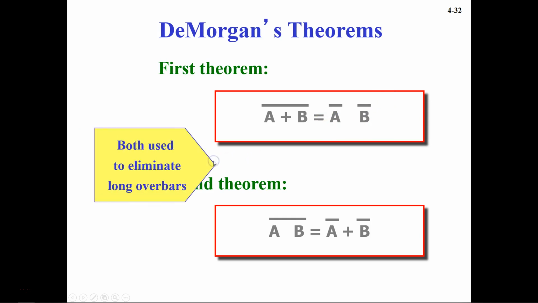So both of these theorems are used to eliminate the long over bars. This is the overbar I'm talking about. Right now this is a very small expression, but if you have a long expression, then if you use these two theorems, those long overbars can be avoided.